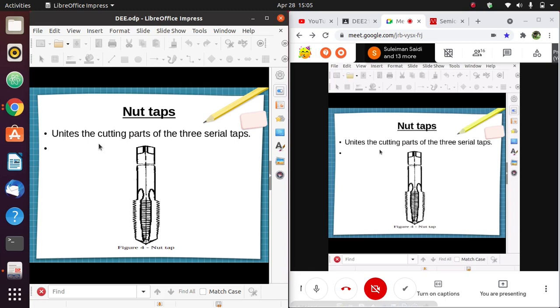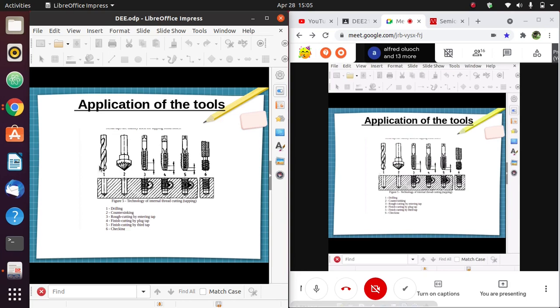We have this countersink. Kuna ile drilling ya kwanza. Now, the process itself is you have to drill a hole mahali ambapo unataka kutengeneza thread. This is just to make sure that you have a passageway to allow you to enter, kuingiza hizi taps.